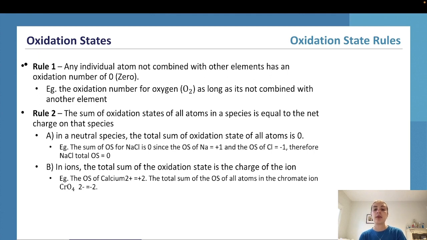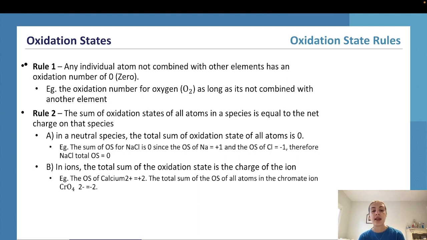So, for example, if we're looking at the chromate ion, which is CrO4 2-, the entire chromate ion is going to have an oxidation state of -2, which means that everything in that needs to add up to -2. And so this is where it gets a little bit tricky, because you do have to apply some of the rules which we haven't looked at yet. We'll look at those next up.